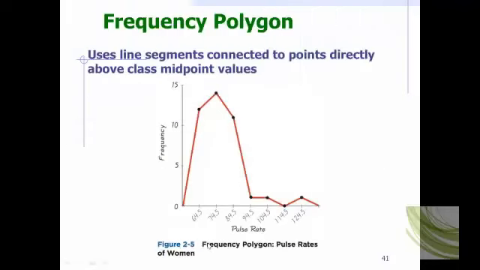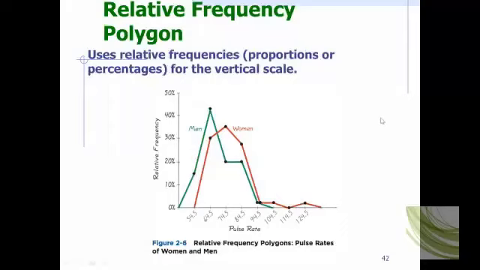Now, a frequency polygon is very related to a histogram, but rather than bars, we just have points at the class midpoints, and then we just connect the dots. And when you do a relative frequency polygon, it does make it easy to compare two sets of data. So we have the men that was on one of the previous slides compared to the women who we've been working with.